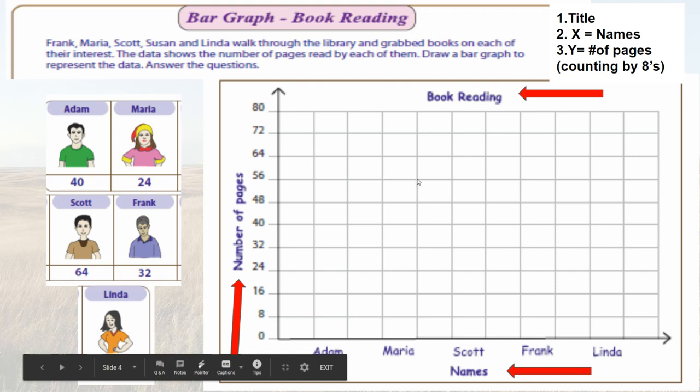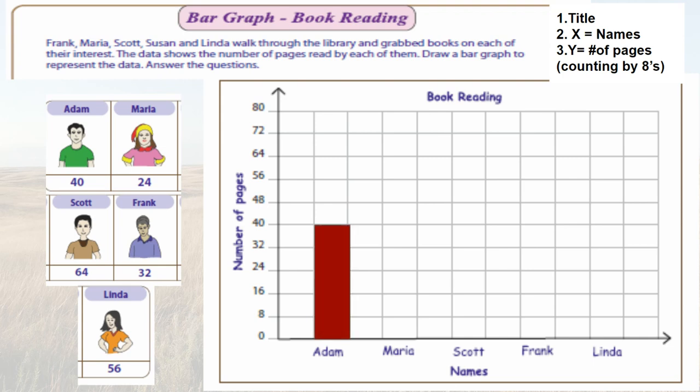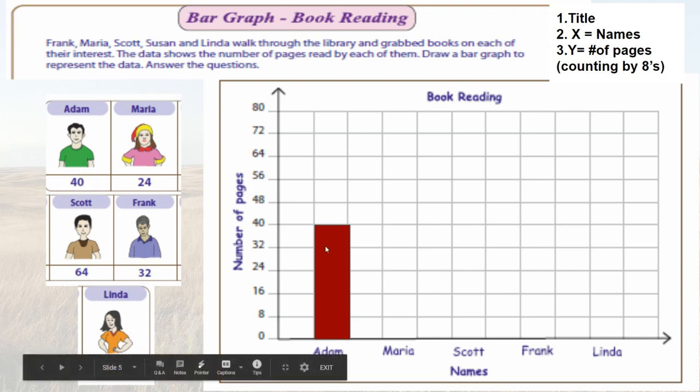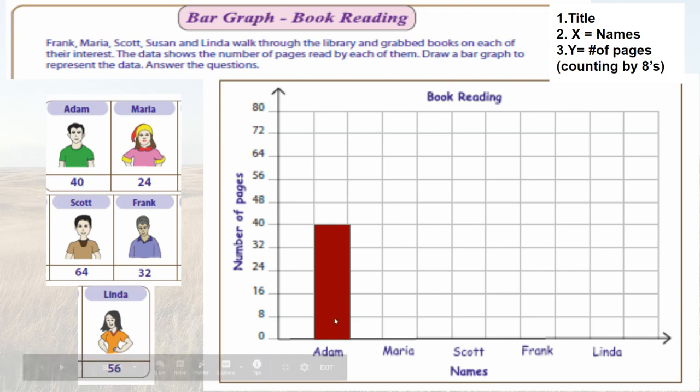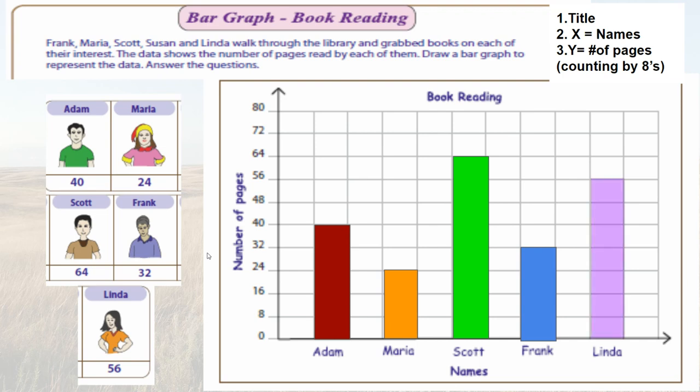So it varies. You can also switch these items so that the graph can be vertical or horizontal, or up and down. Okay, so first we look at Adam. So Adam, the data was 40, and Adam read that many pages, so we're up to 40. We draw our line. Then we look at Maria, who's 24. So the number of pages goes up to 24. And then we finish out Scott, Frank, and Linda.